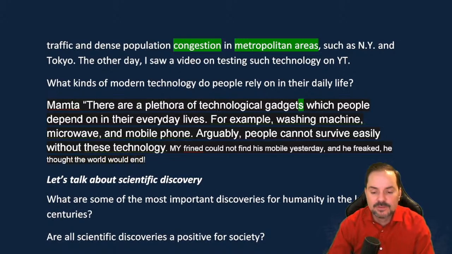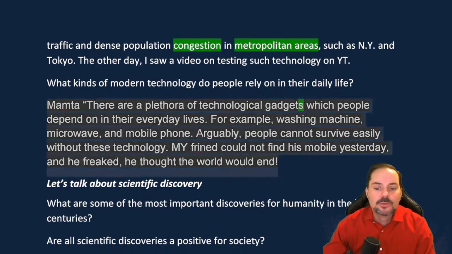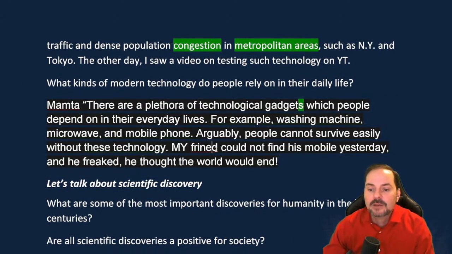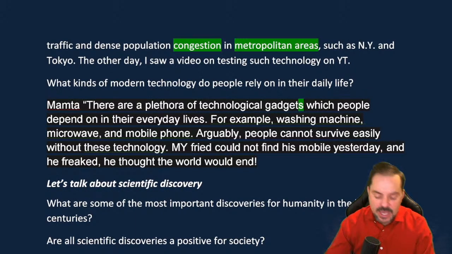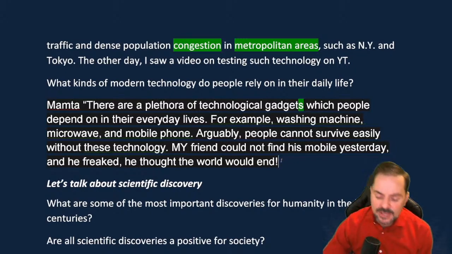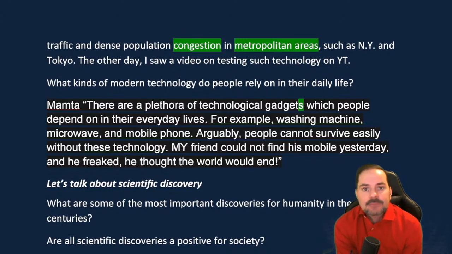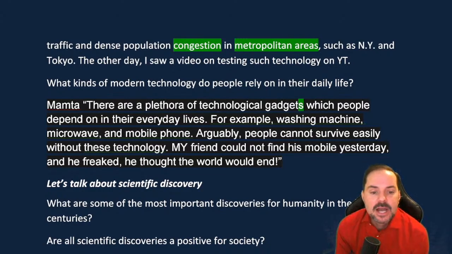Okay, and I'm sure many of you have seen that, right? So use visualization. When people lose their mobile phones or can't find them, they think the world is going to end and it's all over until they find it again, right? So Mamta, that's what I would do to change your answer from a band 6 to a band 8. Okay, maybe we could do a little bit more to make it a band 9.